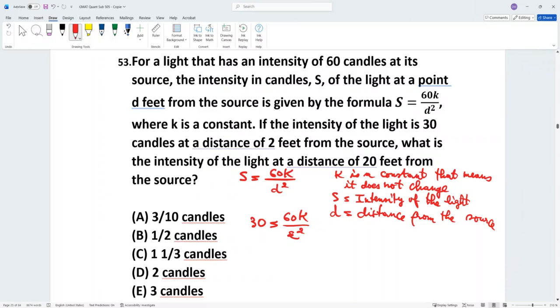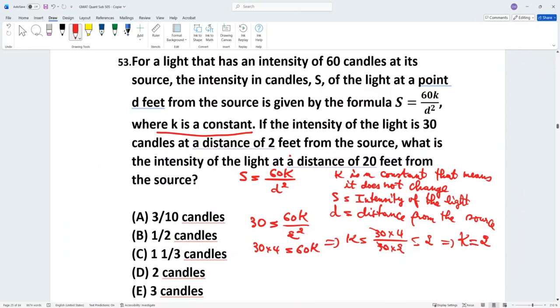This particular equation can lead us to find the value of K. So this is going to give us 30 times 4 is equal to 60K. And then K is going to be equal to 30 times 4 over 30 times 2. And this will be equal to 2. So we found the value of K, which is equal to 2. And the prompt says that K is a constant. And as I was saying, because it's a constant, it doesn't change.